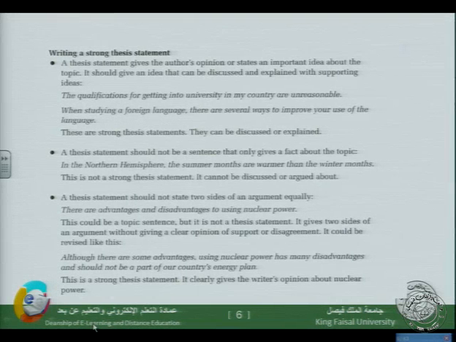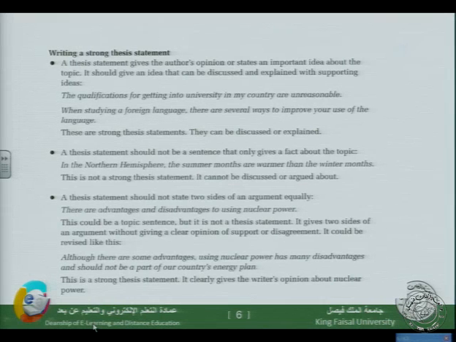We said that a thesis statement should not be a sentence that only gives a fact about the topic. I don't want a fact. In the northern hemisphere, the summer months are warmer than the winter months. So what? We need something to discuss. This is not a strong thesis statement. It cannot be argued about. It cannot be discussed.